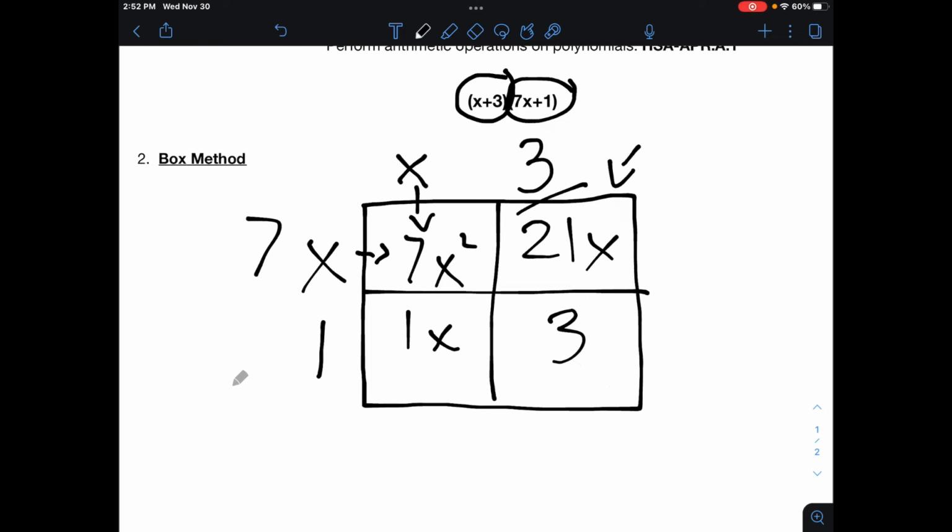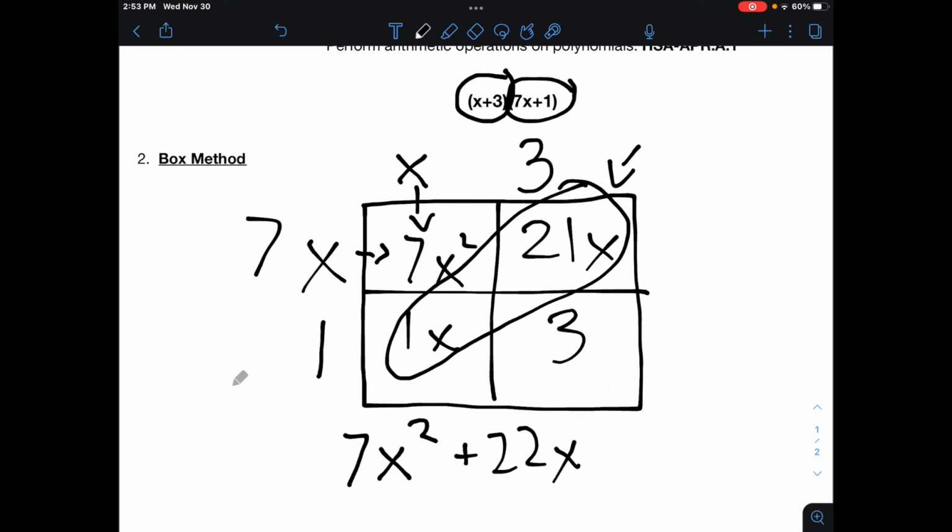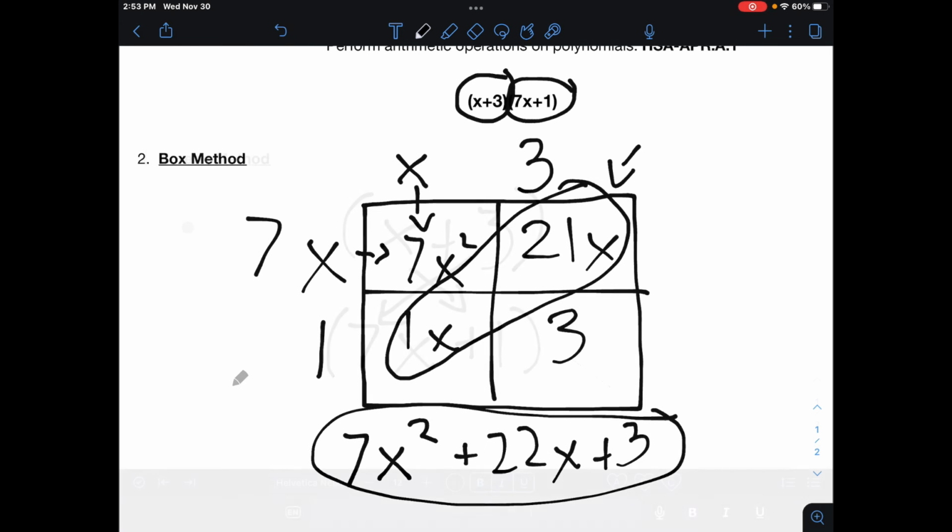Now we just combine like terms again. We see that there's a 1x and the 21x. And we have to go by the coefficient, make sure we're in standard form order. So 7x squared plus 22x plus 3. And that is our answer, and that is how we use the box method.